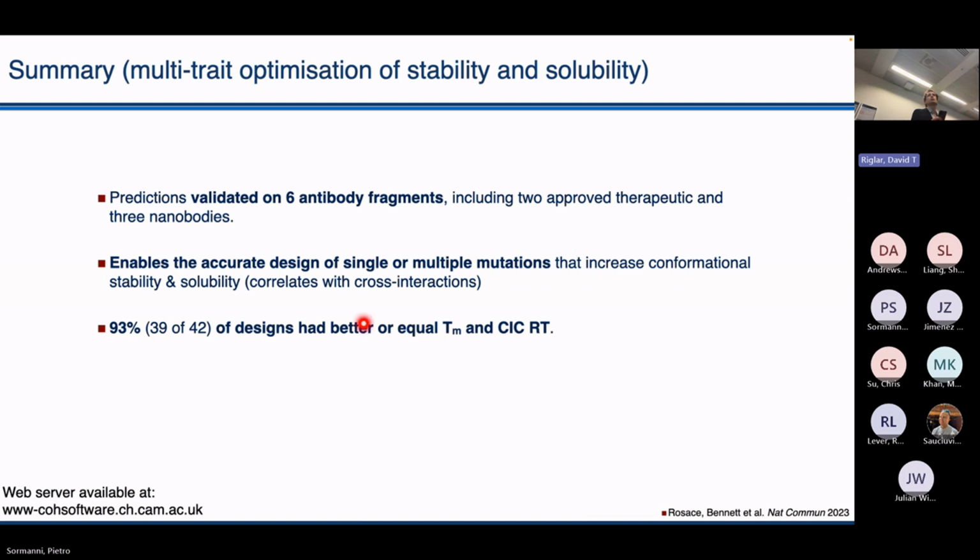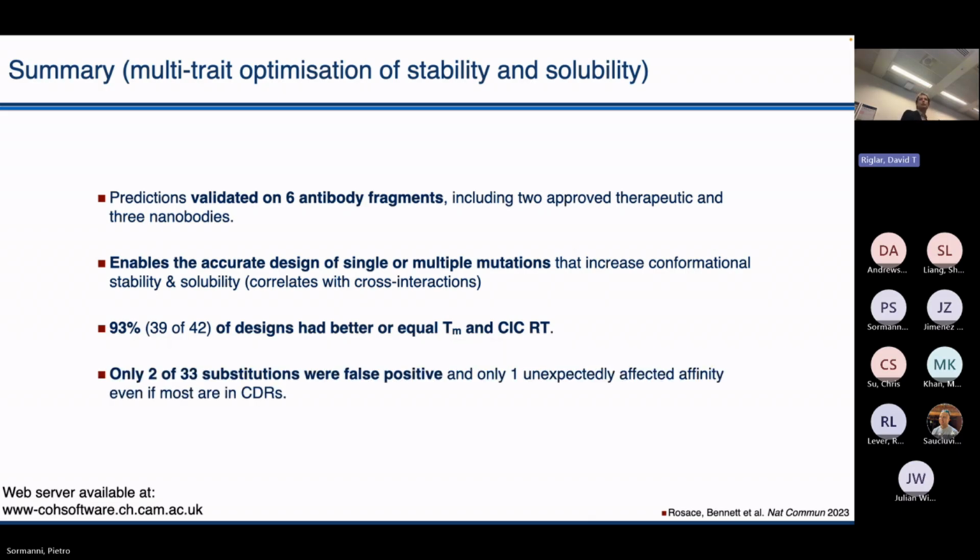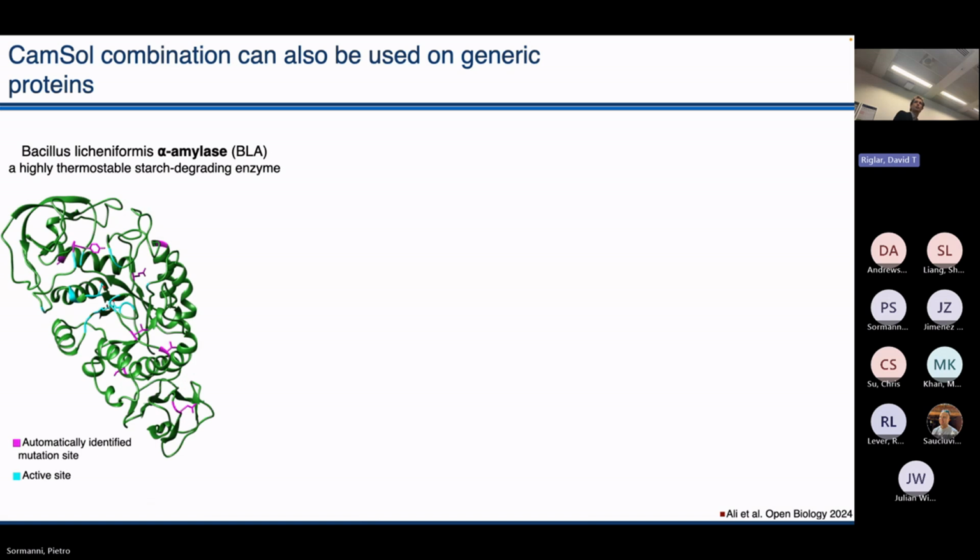And we can automatically design single or multiple mutations. And we have had a success rate in the order of 90%, whereby 39 of 42 of these designs had better or equal stability and solubility. And only 2 of these 33 mutations we tried, these are 42 because they combine different mutations together, but there were 33 unique mutations across the 42 designs. Only 2 of them were false positives, and only 1 that I didn't show actually affected the binding affinity.